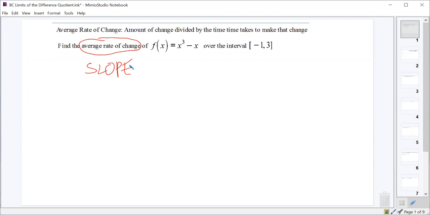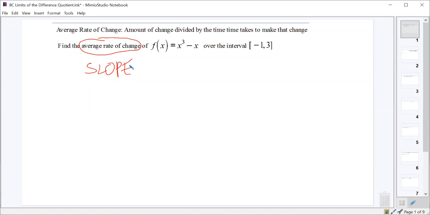So sometimes on the AP test, they will ask you about the average rate of change of something. Don't get all caught up in trying to find a derivative or doing something weird like the mean value theorem for integrals or something. The average rate of change is just the slope.